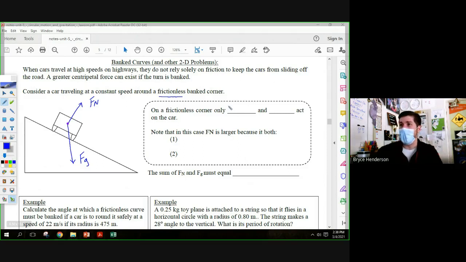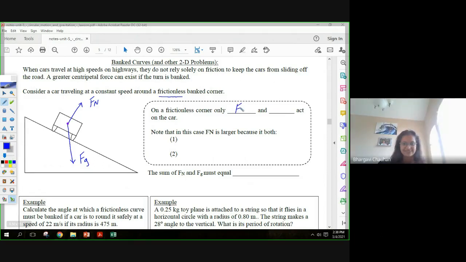The only forces that act on a frictionless corner, as you're going through a highway, let's imagine that we're driving during the ice apocalypse of 2021. It'll live in legend, I'm sure, for years. If you went through a pure ice highway curve like this, which you could have done, I did it, but I'm in the Subaru. But anyways, if you did that with no friction, what are the only two forces acting?